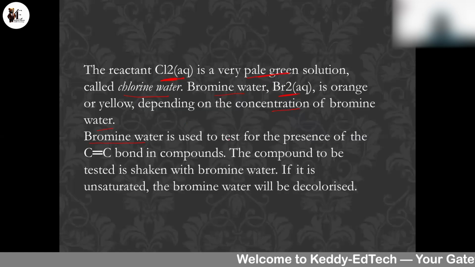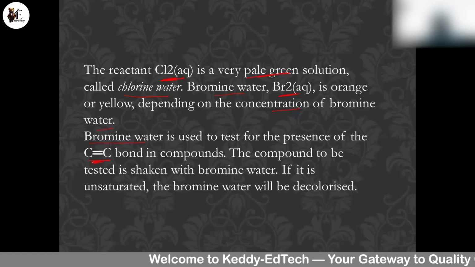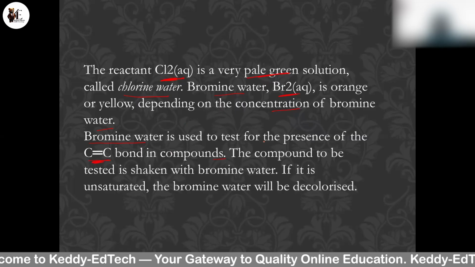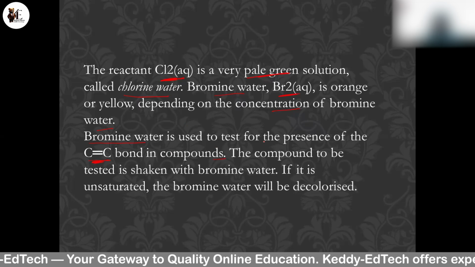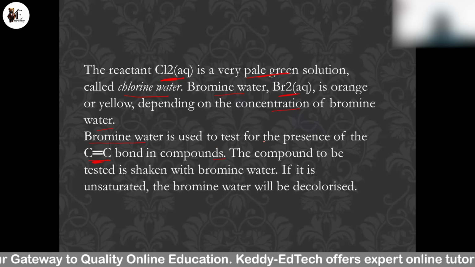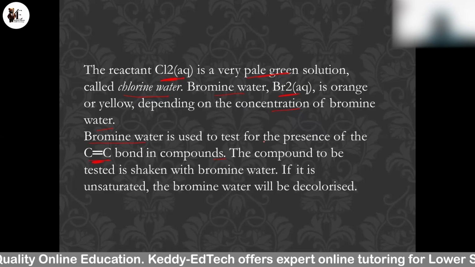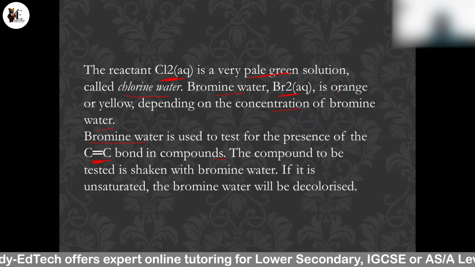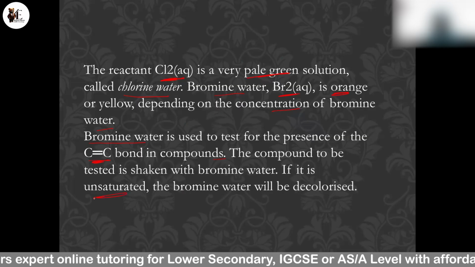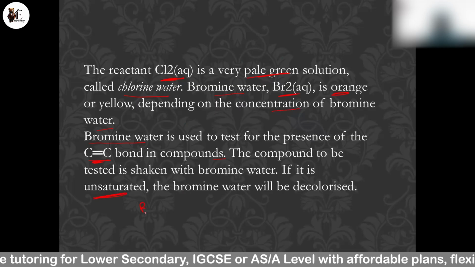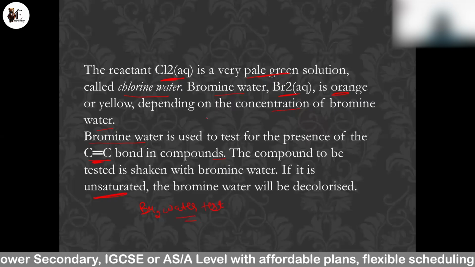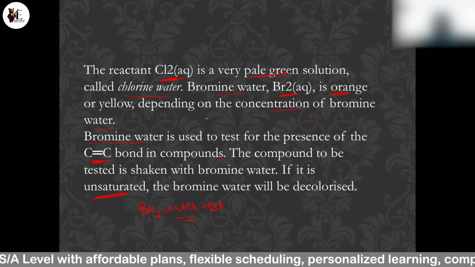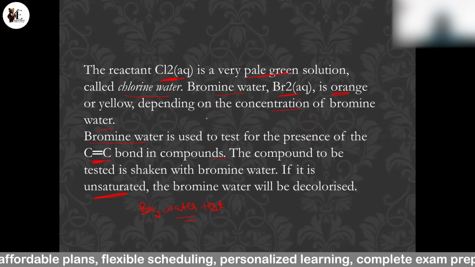So bromine water is used to test for the presence of a C double bond C bond in a compound. You don't know if the compound contains a single bond or a double bond, whether it is saturated or unsaturated. So you shake the compound with bromine water. If the bromine water decolorizes from orange, then you can say that it is unsaturated, meaning a double bond is present. This is known as the bromine water test. By color change, you can easily identify that your compound is unsaturated, because bromine water decolorizes only unsaturated compounds. I'm done.